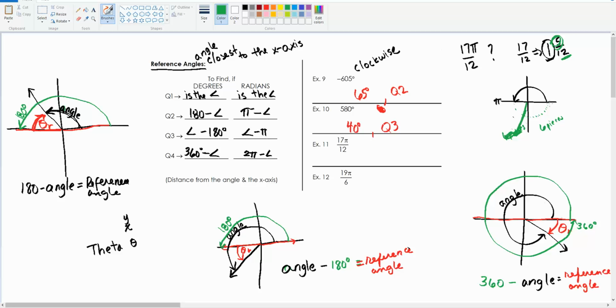So this angle right here would be the part that's left over, the 5 twelfths. So the 5 twelfths pi would be your reference angle. And that would be in quadrant 3.